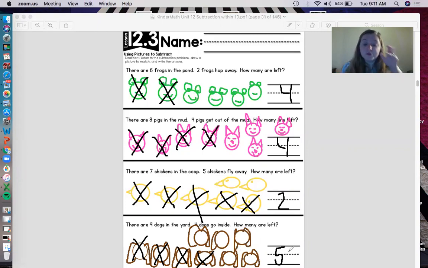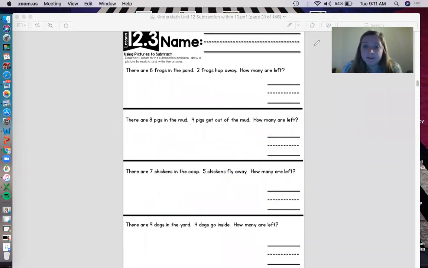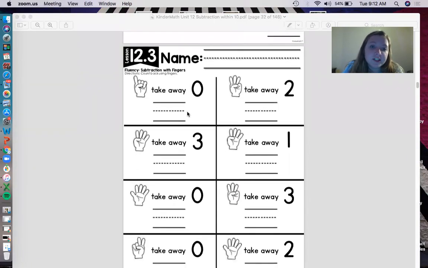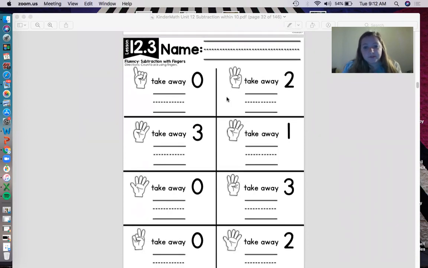All right. Awesome job. With the front page, when you are ready, I would like you to flip over to the fluency side. All right. So this one is using subtraction with our fingers. So I'm going to do the first two with you, and then the rest of it is on your own. So this one says 1 take away 0. So 1 take away 0 fingers. So how many fingers do I have left after taking away 0? I have 1. So 1 take away 0 is 1.